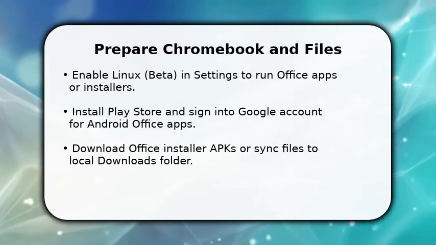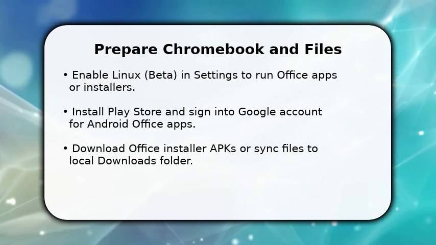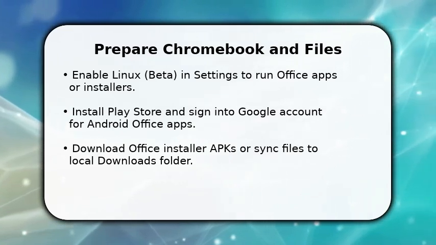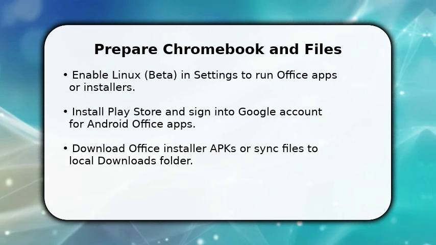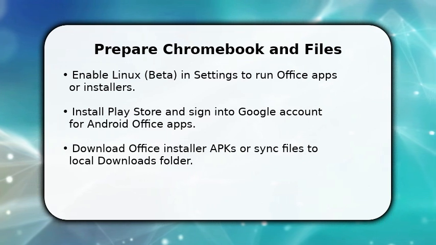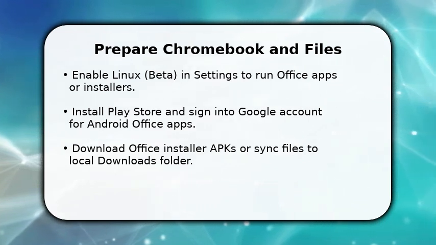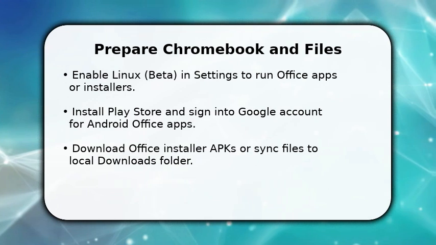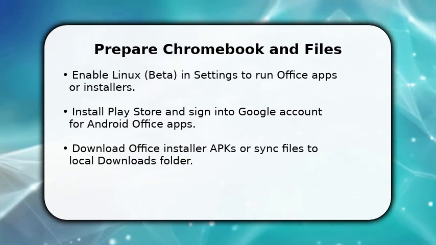You start by enabling the features you need. Open Settings and turn on Linux Beta first, so you can run native or containerized tools. Next, make sure the Play Store is enabled and you're signed into your Google account, because Android versions of Word, Excel, and PowerPoint can run offline.